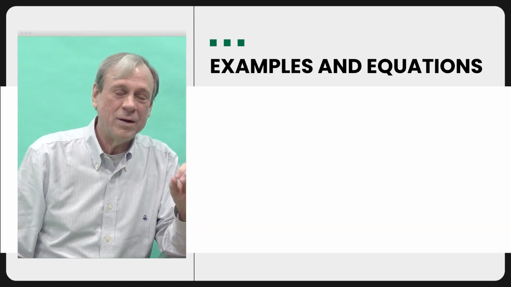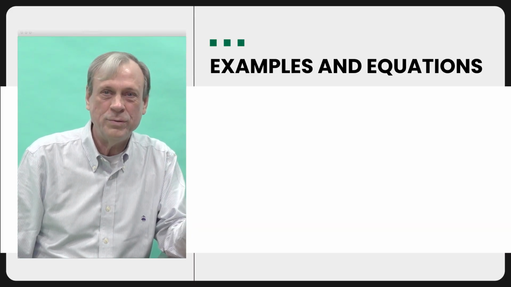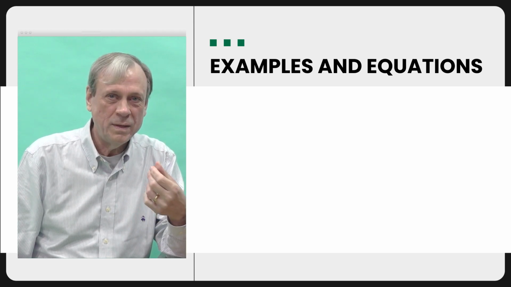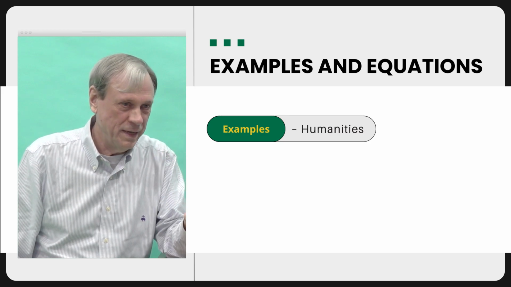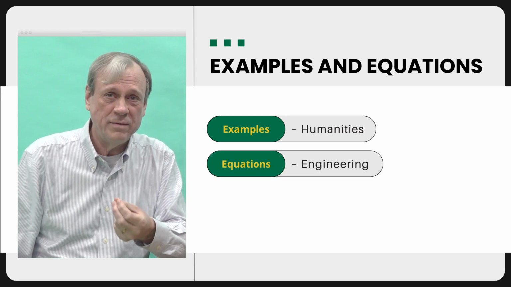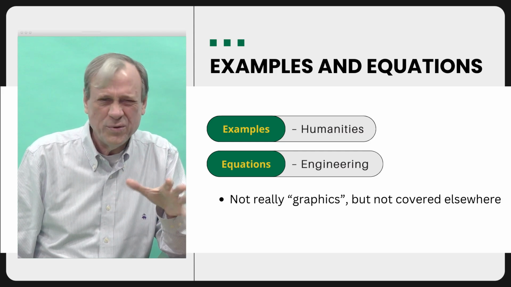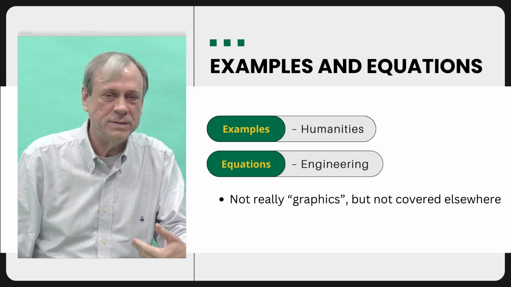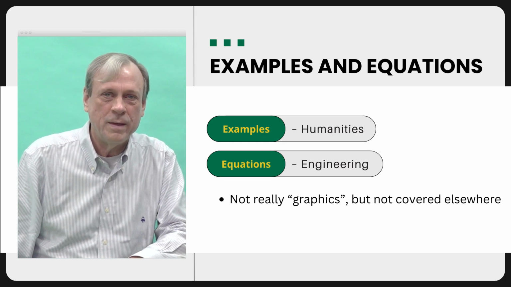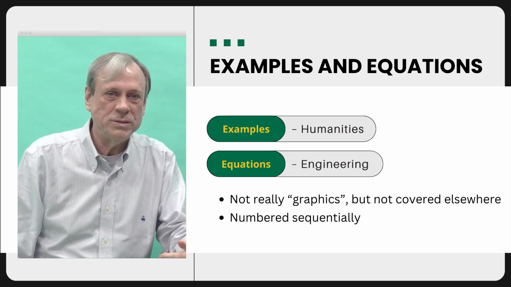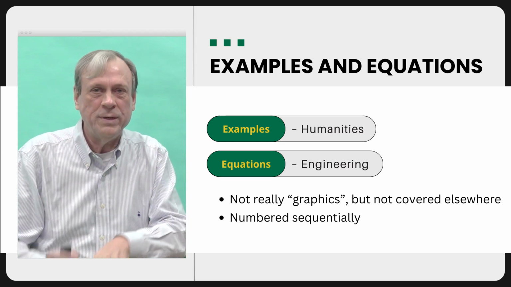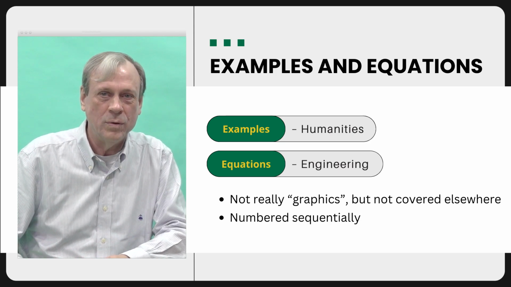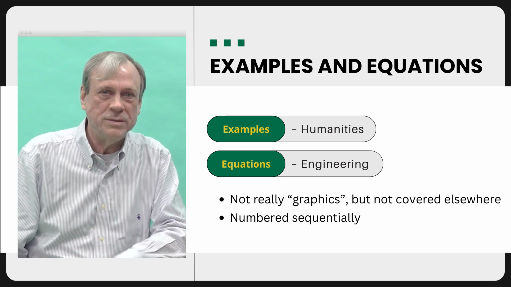Okay, as I mentioned, there are other numbered units in both humanities and engineering. In the humanities, you have examples. In engineering, you often have equations. These are not really graphics, but we don't cover them anywhere else in this video series, so I'll mention them here. They also are numbered sequentially throughout, but they're just numbered in parentheses rather than saying example X or equation X, as in these two.